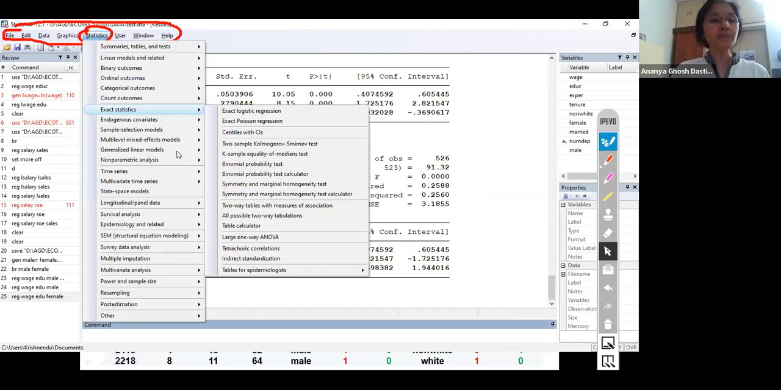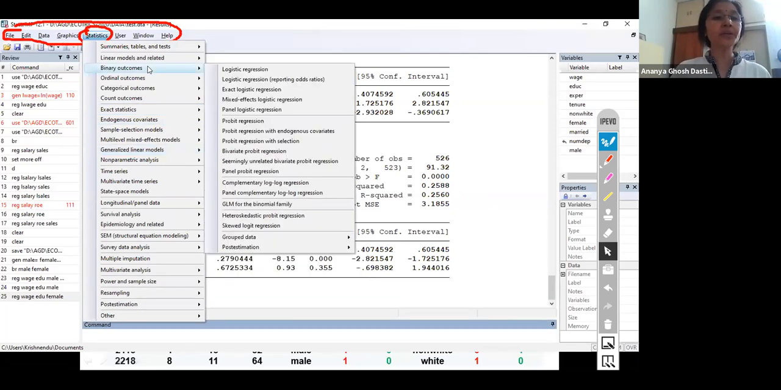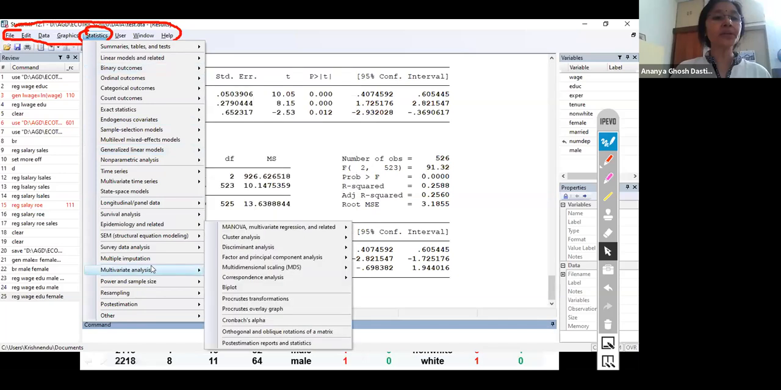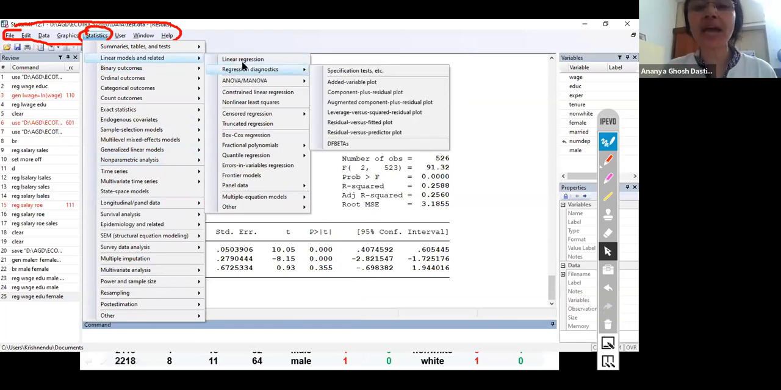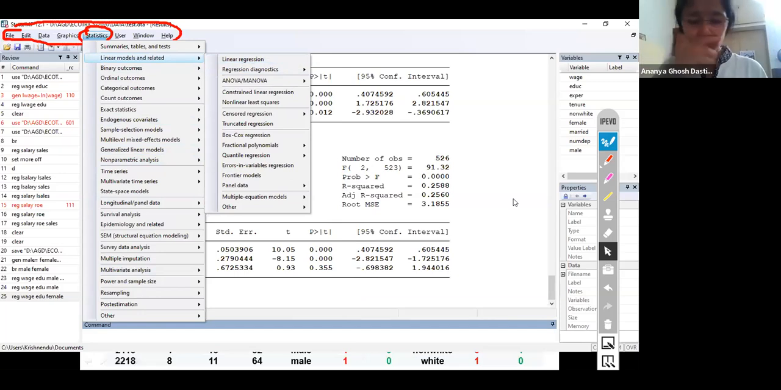Now somewhere over here, you're going to see multivariate analysis. There is time series, there is non-parametric, there are linear models. Inside linear models, you're going to find linear regression, there's linear regression diagnostics, everything is there. So you see, I may not have been able to cover a lot of Stata with you, but at least learn that Stata has a lot of help.